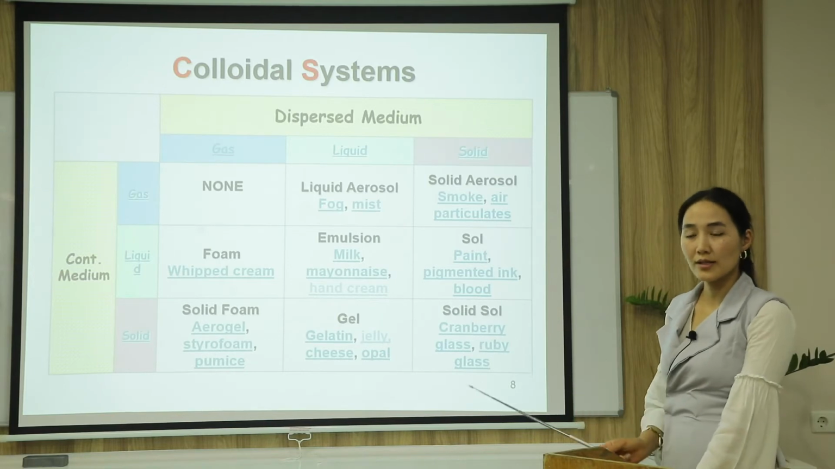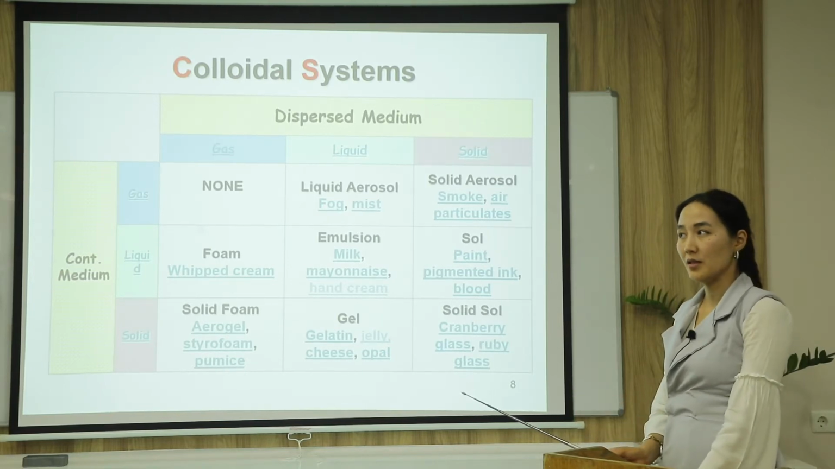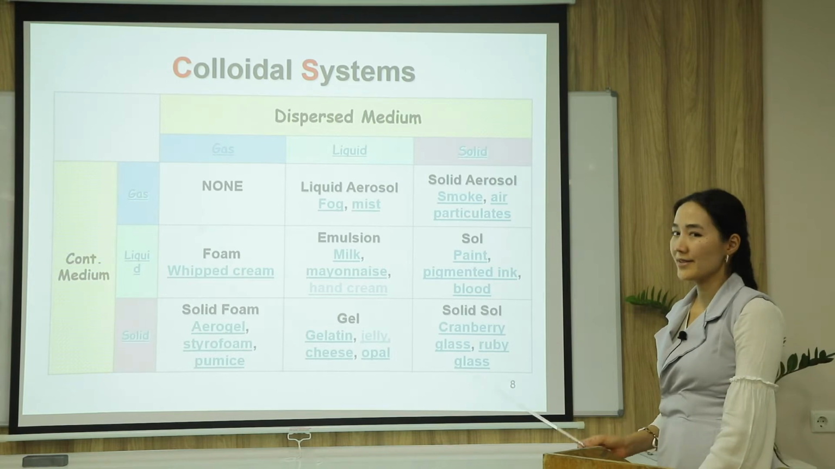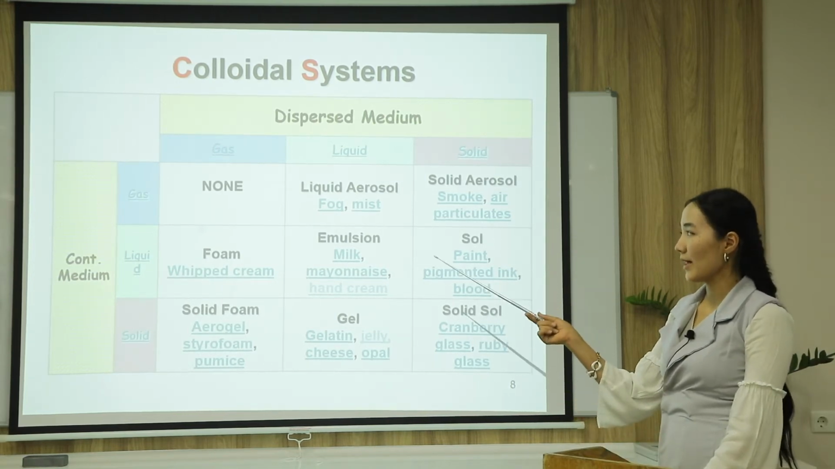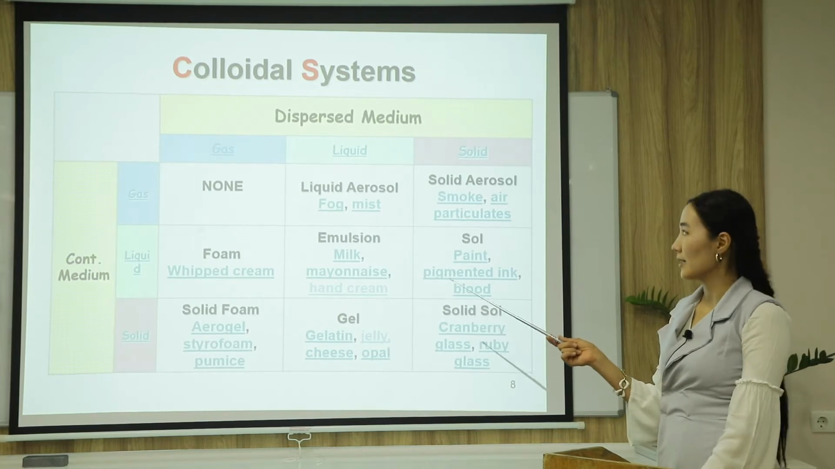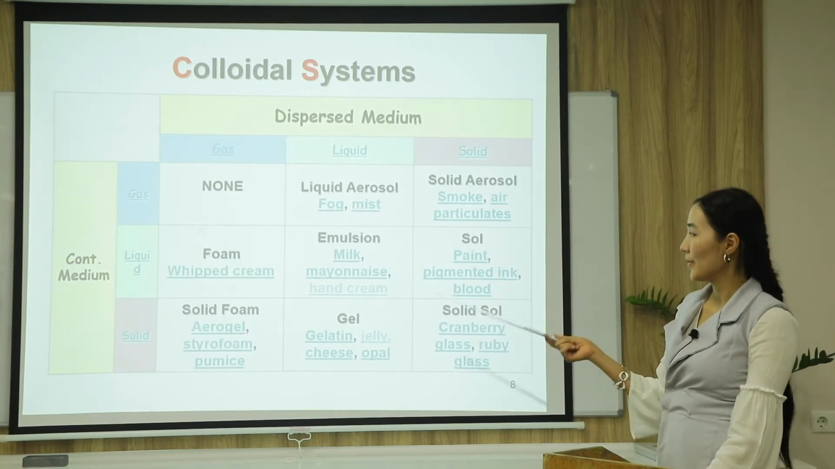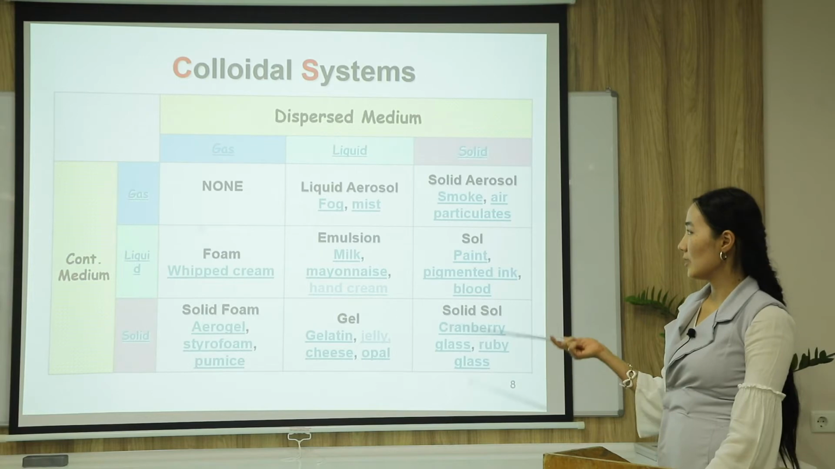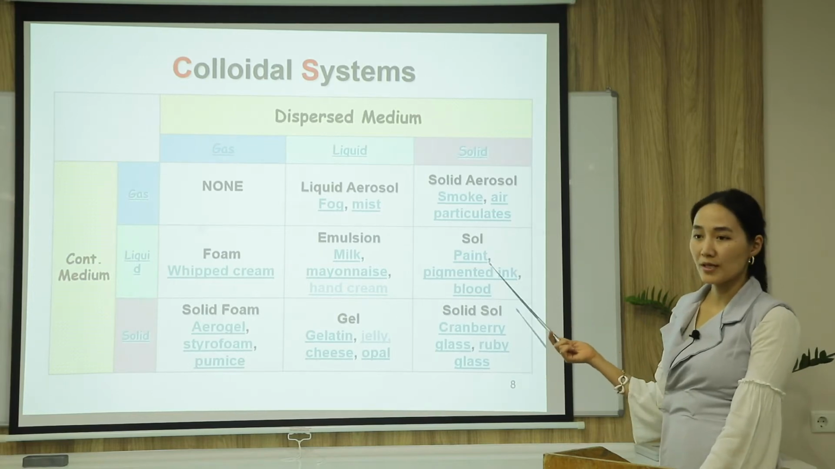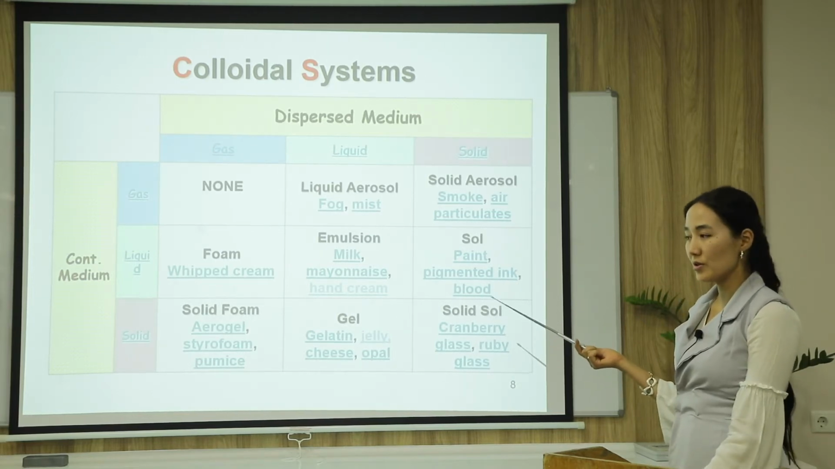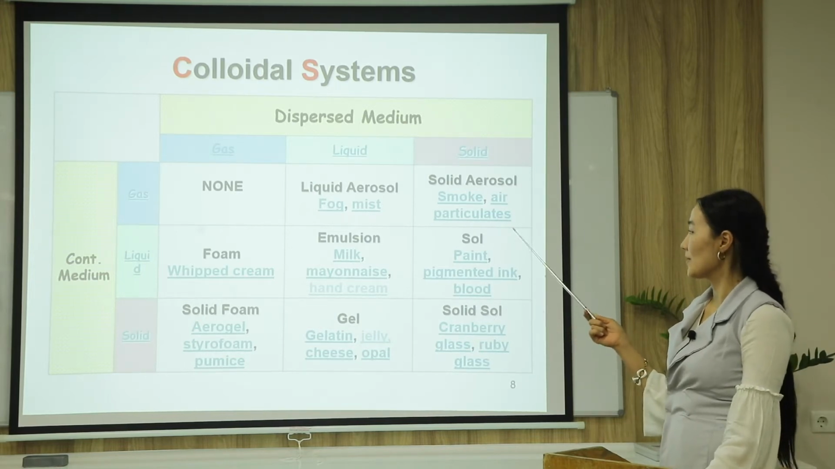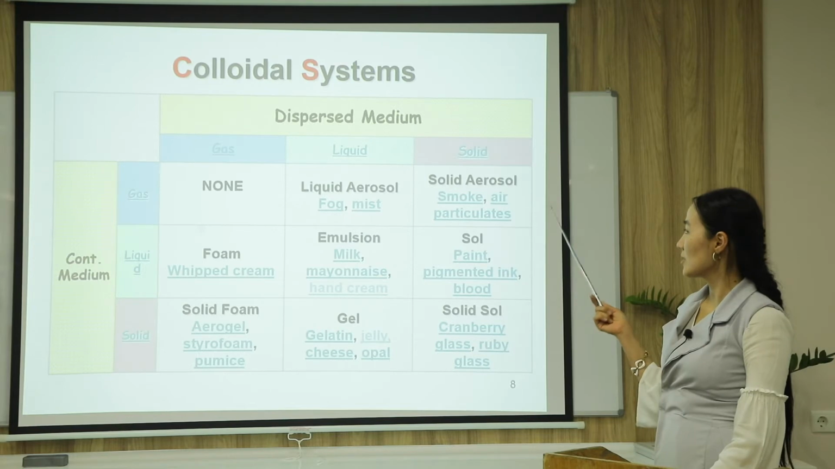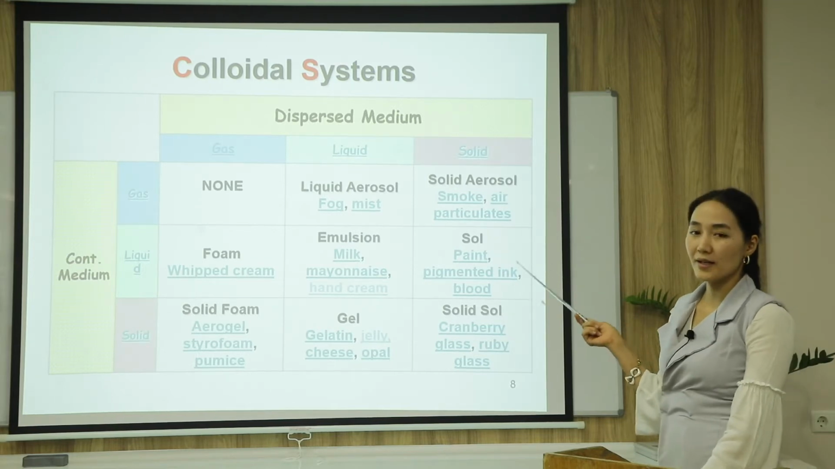All of us know that in the world we have three of them: gas, liquid, and solid. There is no gas-in-gas colloid as a dispersed medium. Gas and liquid gives liquid aerosols, fog, mist, or in perfumery, girls and boys also use some liquid aerosols. And gas and solid gives solid aerosols, smoke, air particulates, and others.